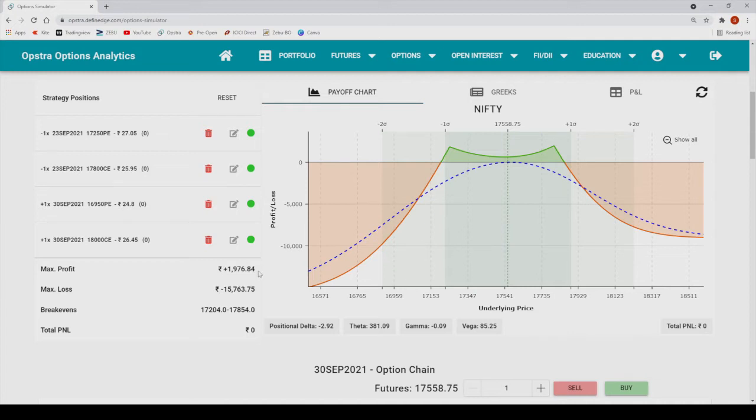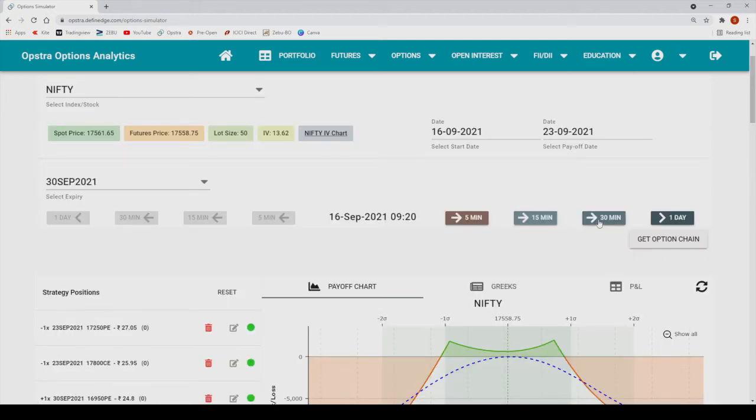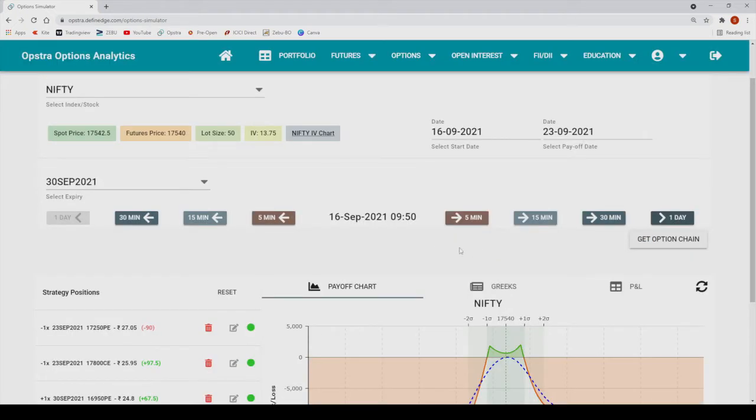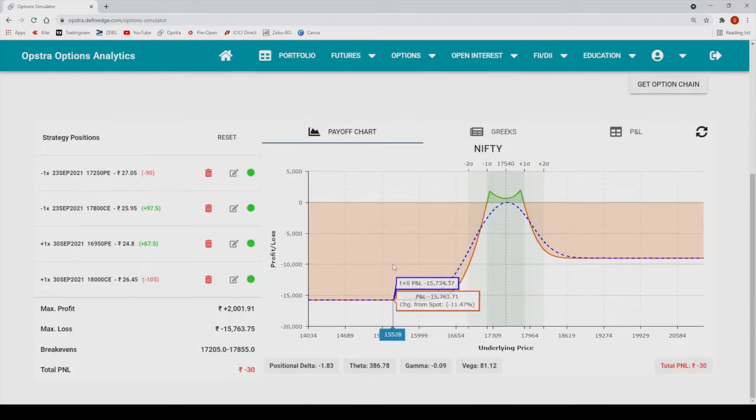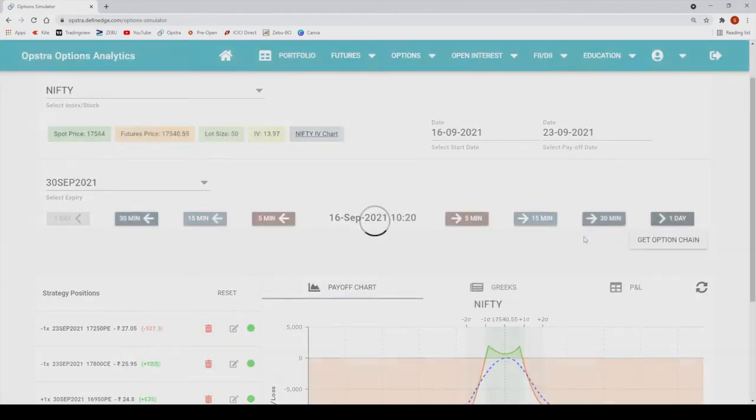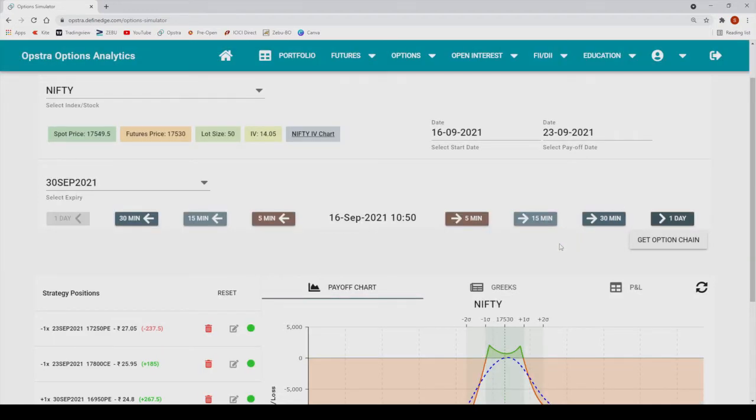Okay, so we are going to close this strategy when we are at 2% profit. To create this strategy, we need around 45,000. So if we come to 900 or 800 profit, we are going to close this strategy. Okay, so I am going to go forward. 17,542. I will tell you when to do adjustments.